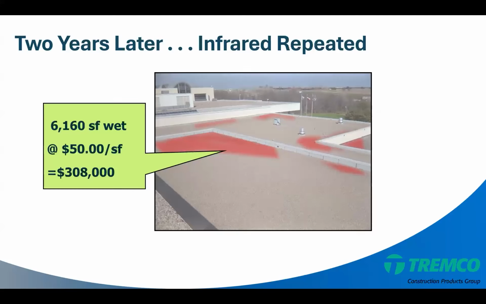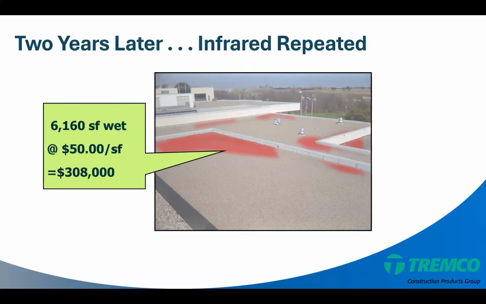Now you can see in just a few years, just 2 years, by not doing anything about this situation, this had grown exponentially. The amount of wet that had infiltrated into this system, into this insulation, was now about 6,000 square feet, where initially it was about 1,000. And at, again, $50 a square foot, just to keep numbers simple, now this represented about a $300,000 issue.